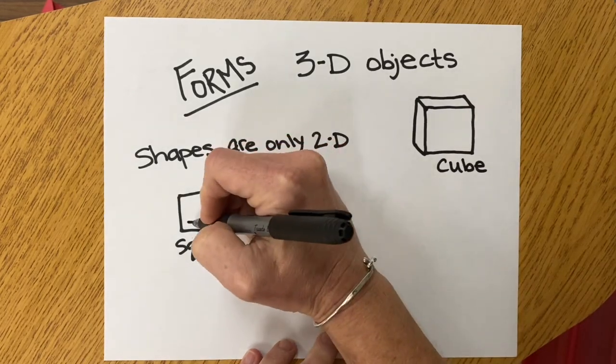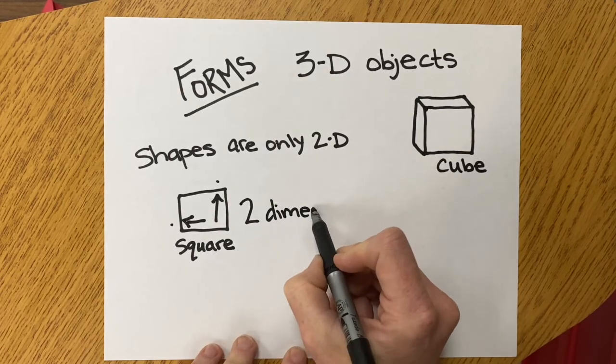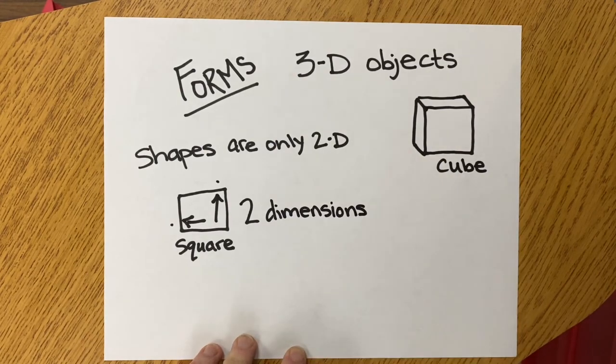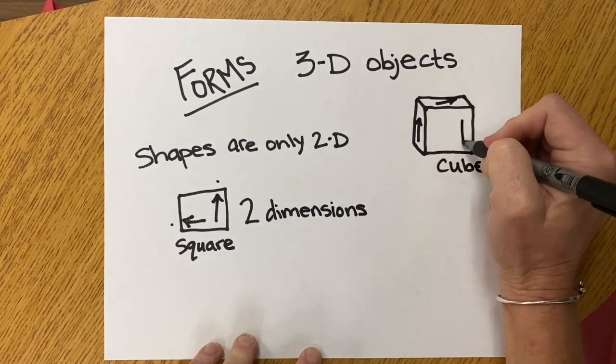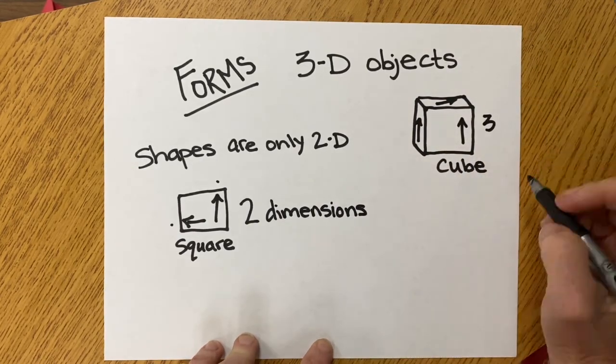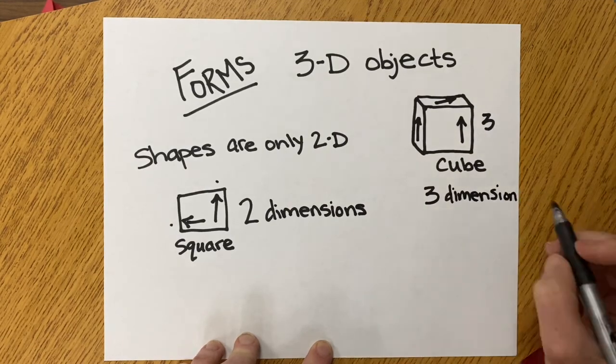A square can be measured in two ways. It has height and width. It is two-dimensional. A cube can be measured three ways: height, width, and depth. It has three dimensions. It's three-dimensional.